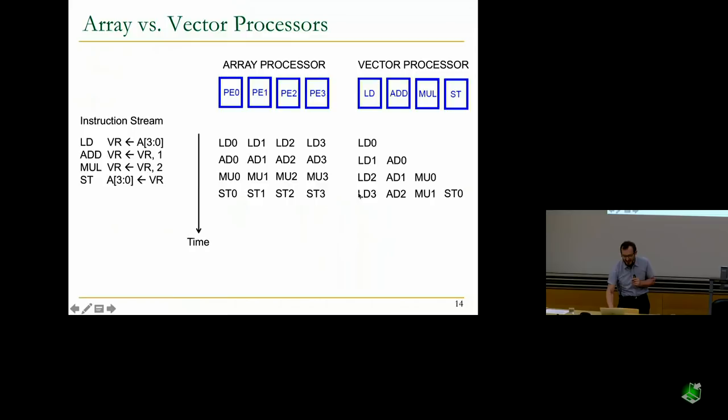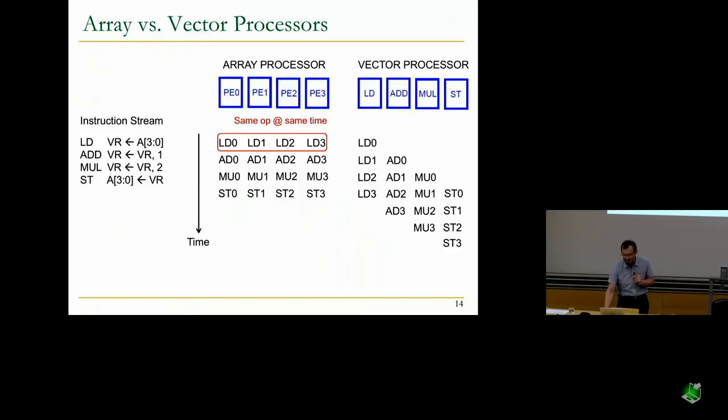In the next cycle, we start the load of the next element, add of the second, multiply of the first, and store of the zeroth, if you will. So what has happened is, with one instruction, we specified four different loads of different elements, but we're doing them in consecutive cycles. We're not doing them in the same cycle. That's the time-space duality. And if you keep doing this, that's what happens to the pipeline.